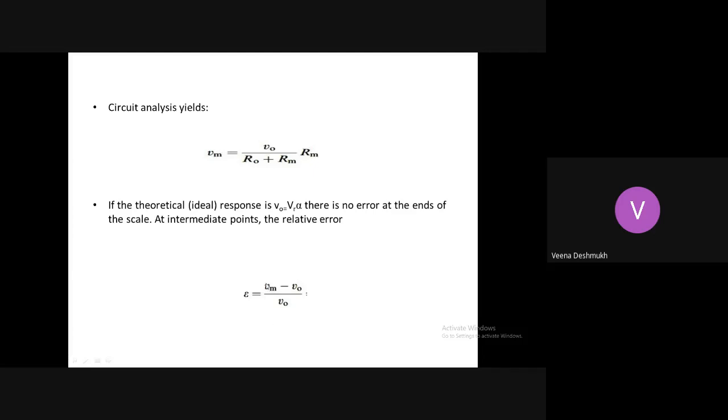And this gives you the fractional error. If I multiply this with 100, this gives me percentage error. So error is basically the difference between the actual value and the measured value. So it can be positive or negative.